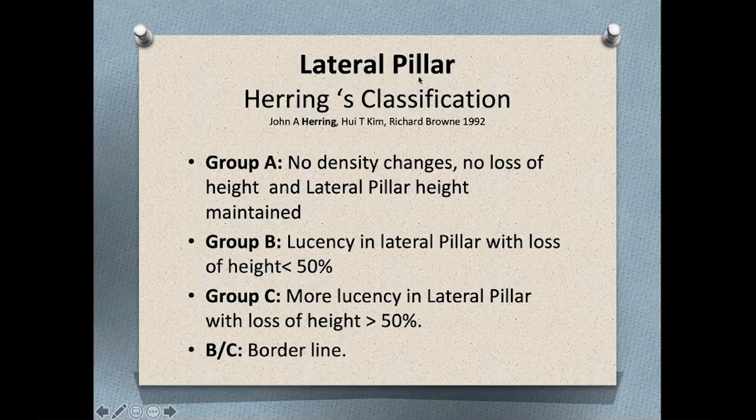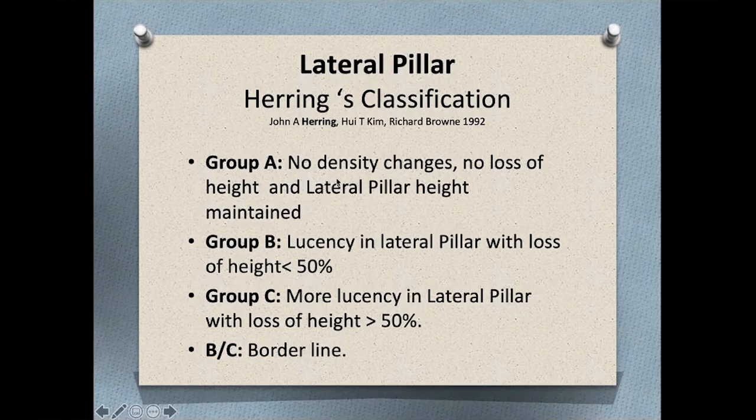So the other classification is the lateral pillar classification. How much of the head portion is involved, how much collapse is there. Group A is no density changes, no loss of height, the lateral pillar height is maintained. We will explain in the figures as well. Group B is lucency in the lateral pillar with loss of less than 50% of the height. In group C, there is more lucency in the lateral pillar, and loss of height is more than 50%. And then the fourth is the borderline, a combination of these.